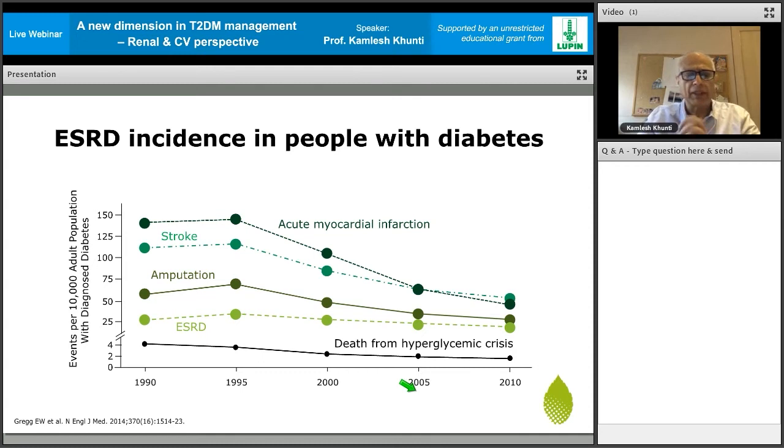So what's happened in terms of the incidence of diabetic kidney disease? We don't have data for India, I haven't seen any. We have data for the UK, but it's very similar to what we see in the US. This is Ed Gregg, a good friend of mine who has now moved to the UK, who did this lovely study in the New England Journal of Medicine. As you can see, over the years, in people with diabetes, acute myocardial infarction, stroke, amputations, and deaths from hypoglycemic crisis have all reduced. However, end-stage renal disease seems to have remained flat, and that's the case also in the UK.